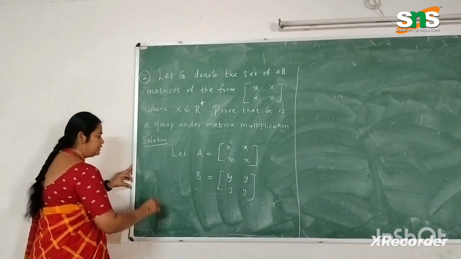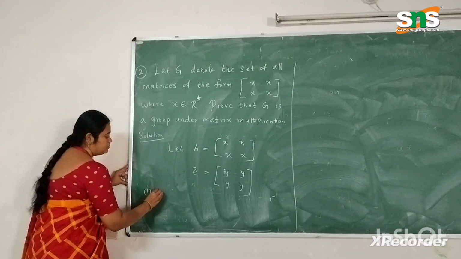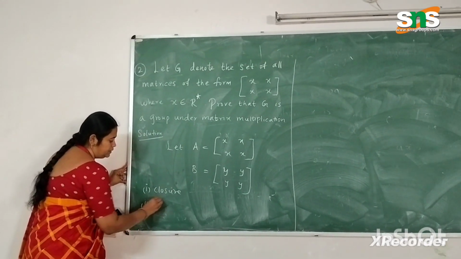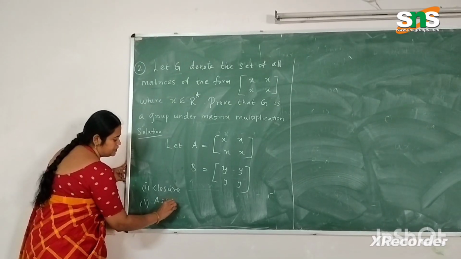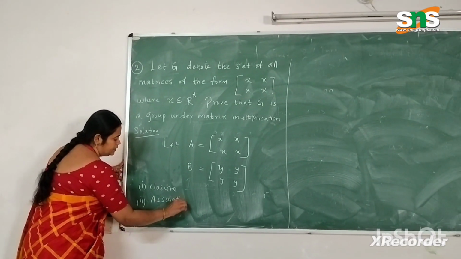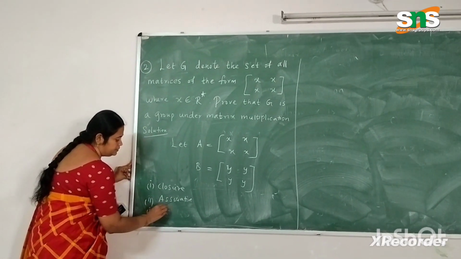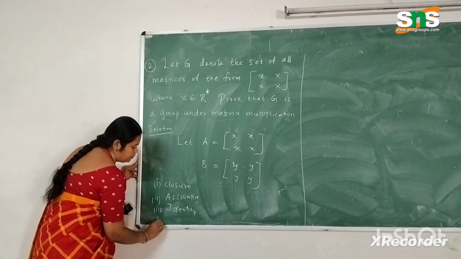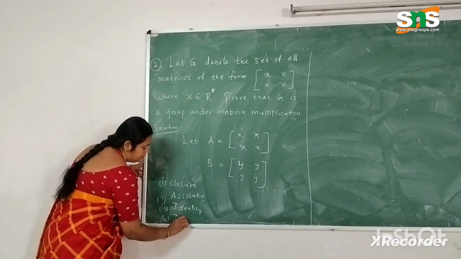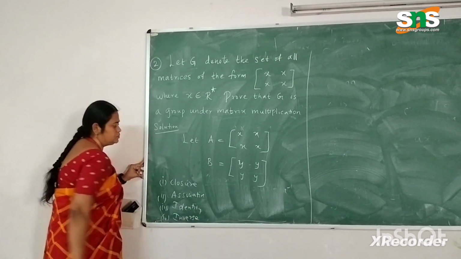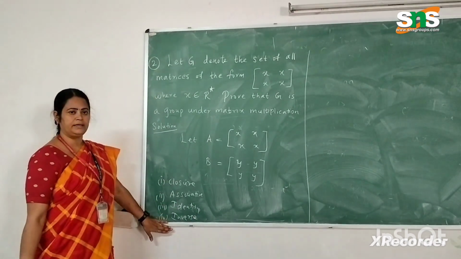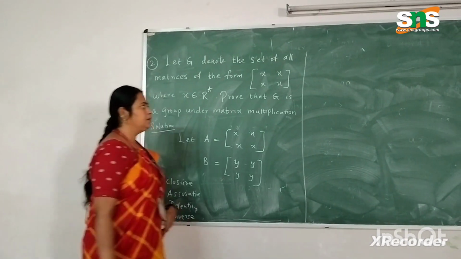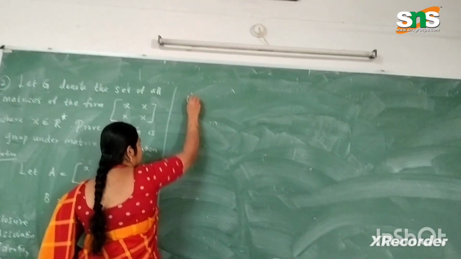For proving that G is a group, first you have to show closure. Second, it should satisfy associativity. Third, it should satisfy identity. And the last one, inverse. If it satisfies all these four conditions, then we say that G is a group. So let me solve the first one, the closure property.